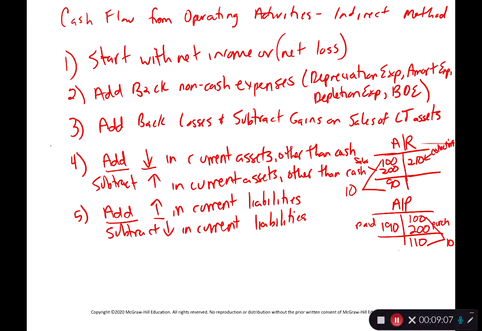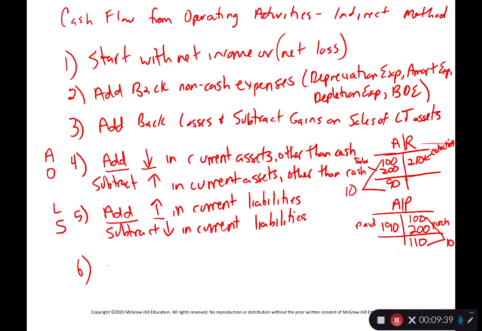Owls! Sorry if you're wearing earphones. I didn't just lose my mind. I said owls, A-O-L-S. The way I remember step 4 and 5 is assets opposite, liabilities the same. So we add decreases and subtract increases. Those are opposite directions in our current assets, but we go in the same direction, add increases and subtract decreases in our current liabilities. Owls, A-O-L-S.